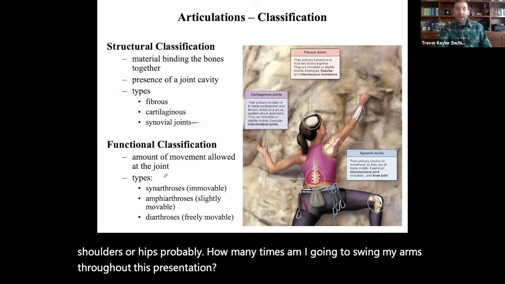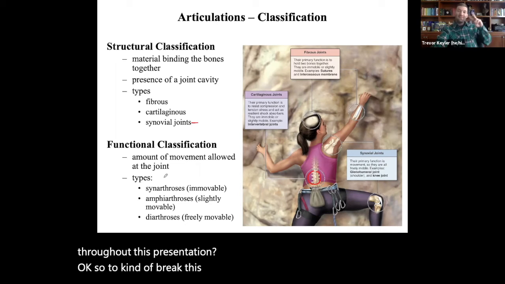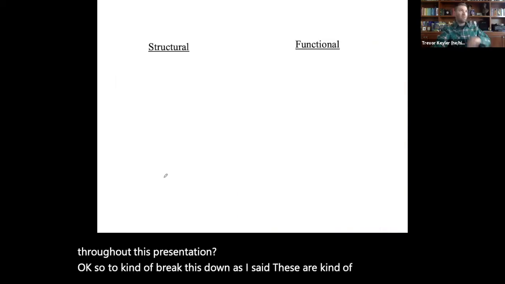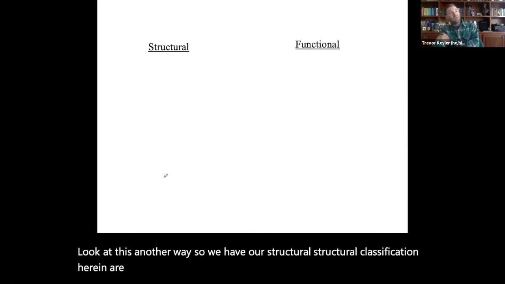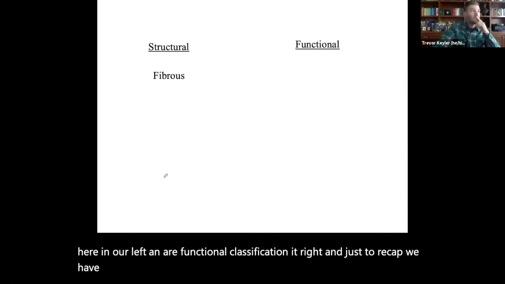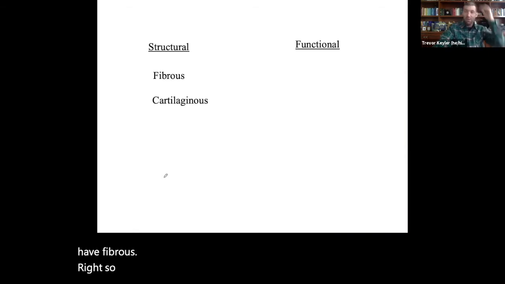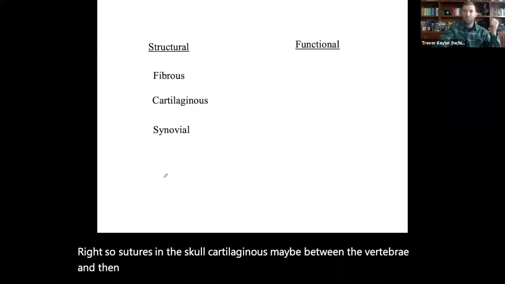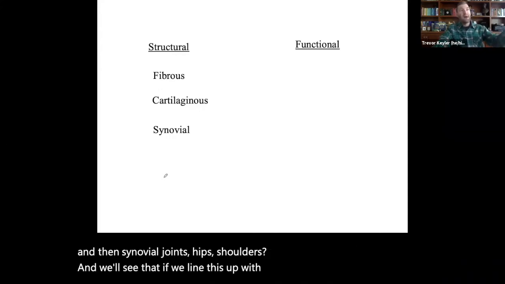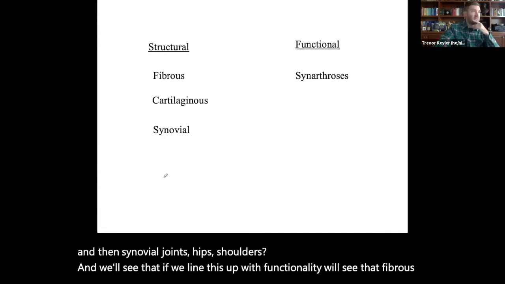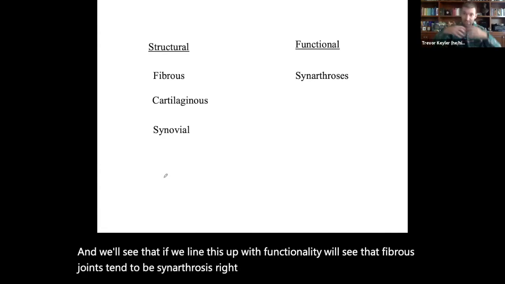Okay, so to break this down, as I said, these are related, right? Look at this another way. So we have our structural classification here on our left and our functional classification at right. And just to recap, we have fibrous, right? So like sutures in the skull, cartilaginous, maybe between the vertebrae, and then synovial joints, hips, shoulders. And if we line this up with functionality, we'll see that fibrous joints tend to be synarthroses, right? The sutures, syn, tied together. So that means they're immobile, immovable.